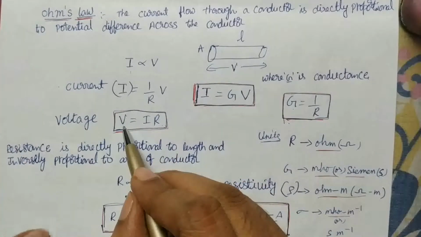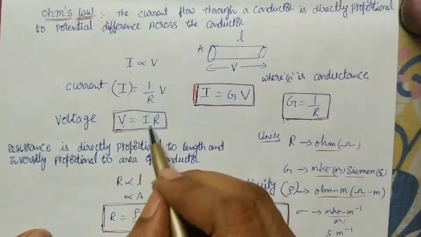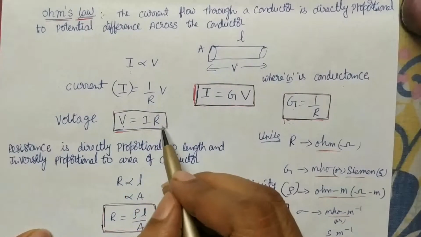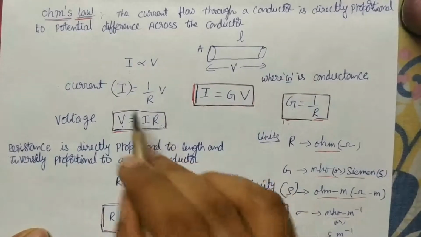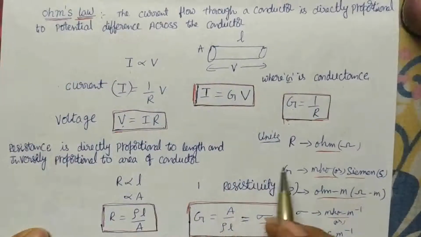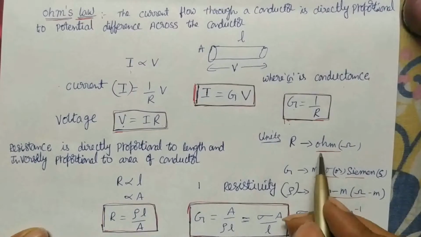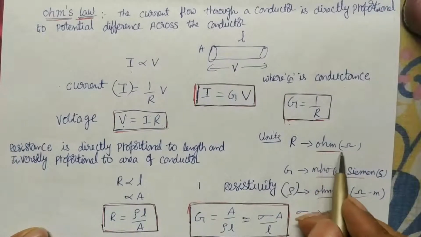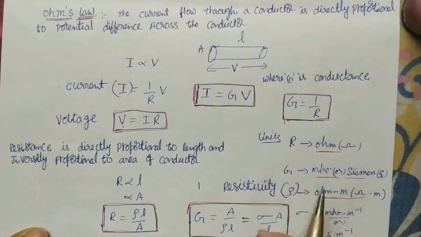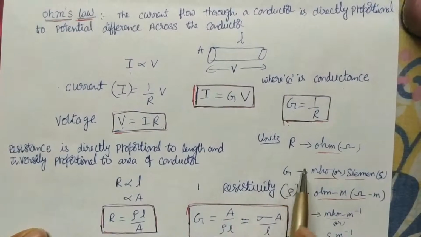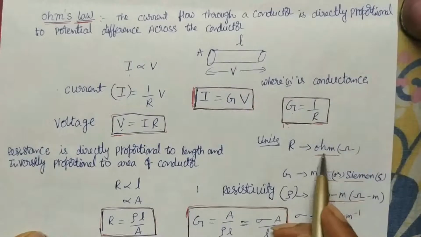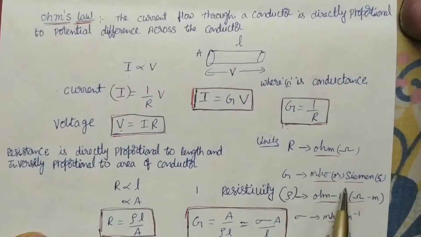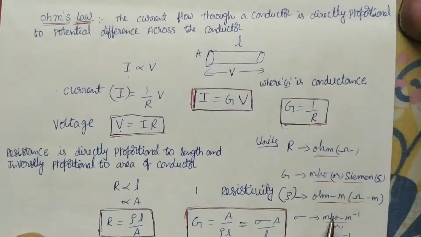V is potential difference or voltage, I is current, R is resistance. The unit of resistance, based on the scientist's name Ohm, is the ohm, and this is the symbol for ohm. The reciprocal of ohm, spelled in reverse, is the unit of conductance: mho, or Siemens.